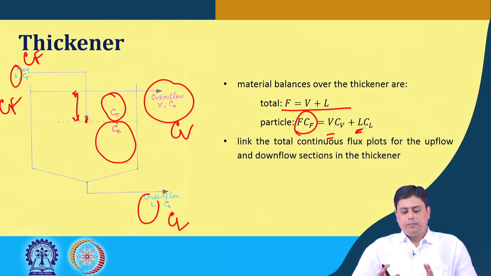So, these two expressions, okay, these two expressions can now be linked with the total continuous flux plot for the upflow and downflow sections in the thickener. If we go into details, we will see that these two expressions combine the total flux plot for the upflow and the downflow sections in the thickener.